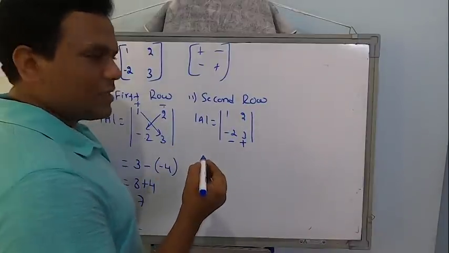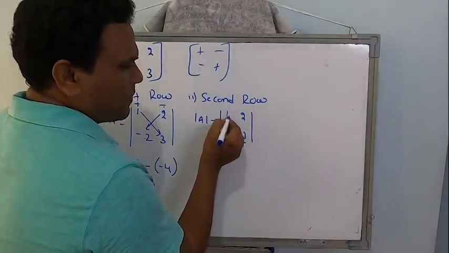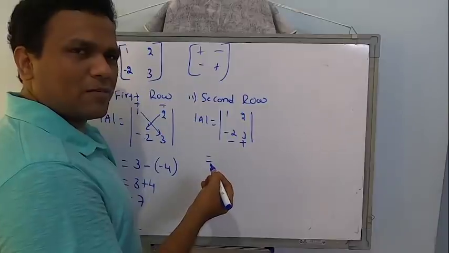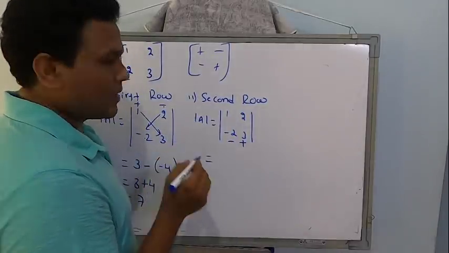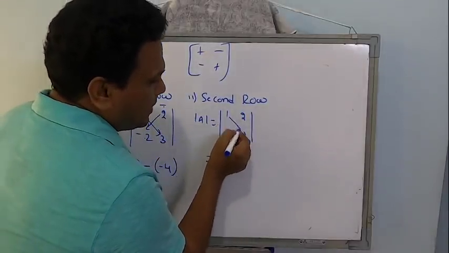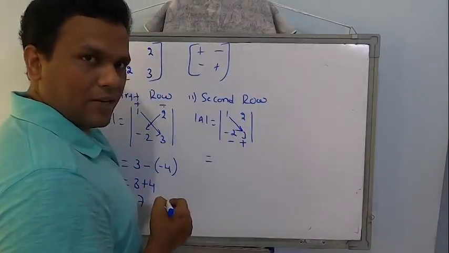So what is the expansion going to be? First I will multiply. You can multiply the right diagonal also, it doesn't matter, but you have to take care of the sign, that's all. Clear? Now let me expand the left diagonal first.